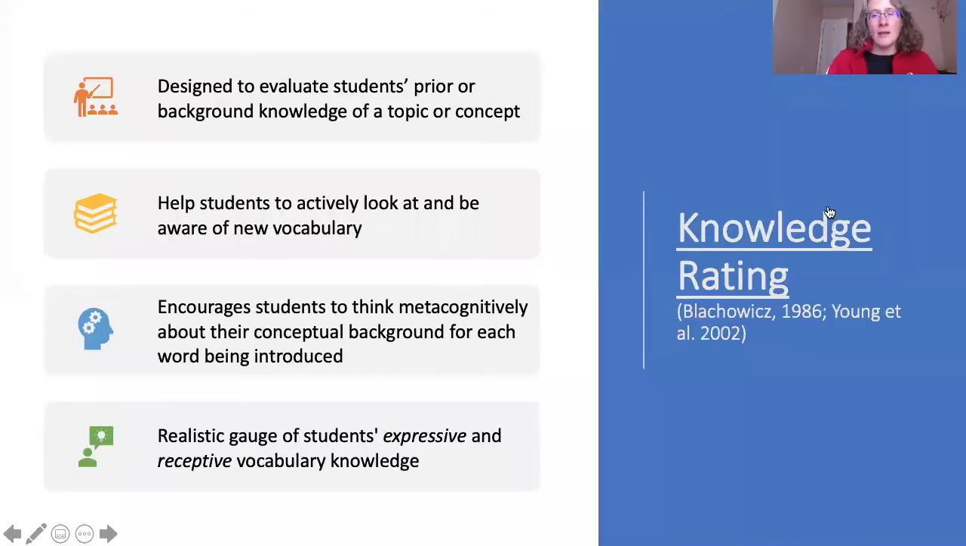So they are designed to evaluate students' prior or background knowledge of a topic or concept. And it helps students actively look at or be aware of new vocabulary, and encourages students to think metacognitively about their conceptual background knowledge for each word being introduced. So it's like trying to think about thinking and being aware of what they know about these ideas. And it's a realistic gauge of students' expressive and receptive vocabulary knowledge.